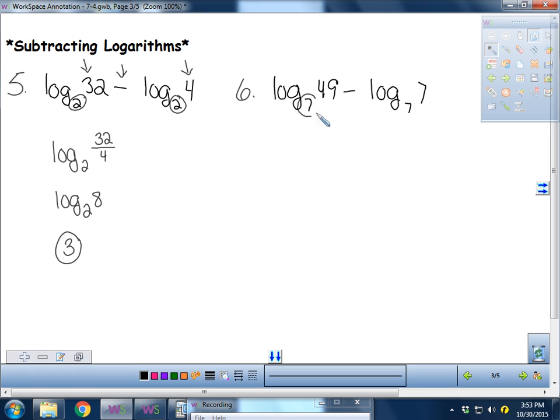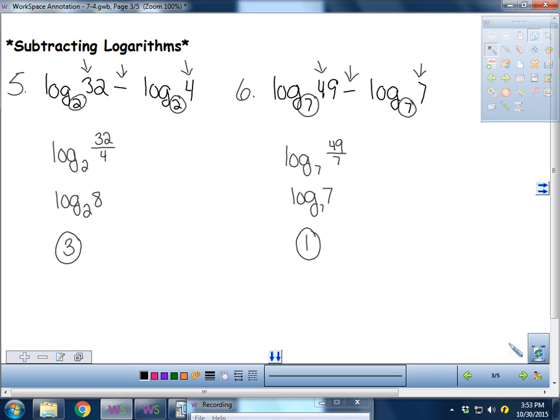We always check. Bases are the same. So I'm going to keep the log base 7. But I notice that I am subtracting. So I take the first one, 49, and I divide that by the second, which is 7. 49 divided by 7 is 7. So I get log base 7 of 7. This would be 7 to what power equals 7? Well, that's easy. That's 1. Again, you have a calculator, though. You could plug that directly into your calculator. It's going to tell you that it's 1.